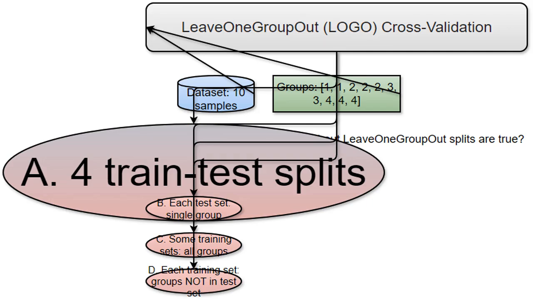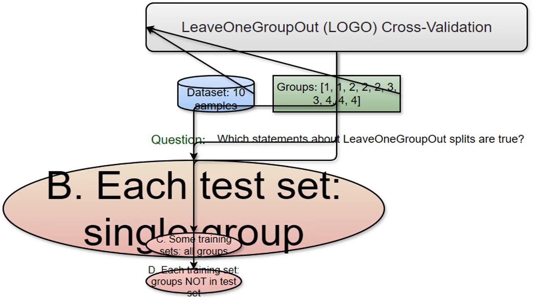Statement A claims we'll have 4 different train test splits. LOGO ensures each unique group is tested separately. Because we have 4 unique groups, 1, 2, 3, and 4, we get 4 splits. Statement B asserts that each test set will contain samples from only a single group. This is the core function of LOGO, to leave out one whole group at a time for testing.